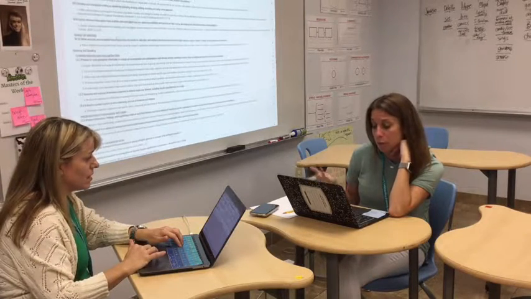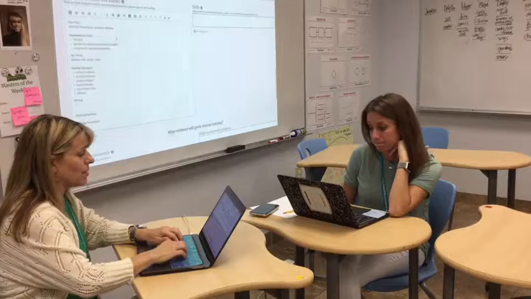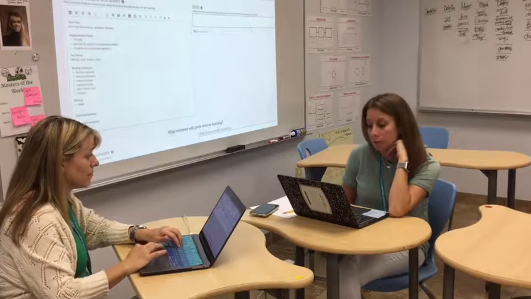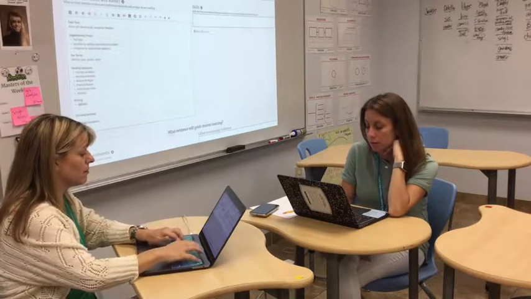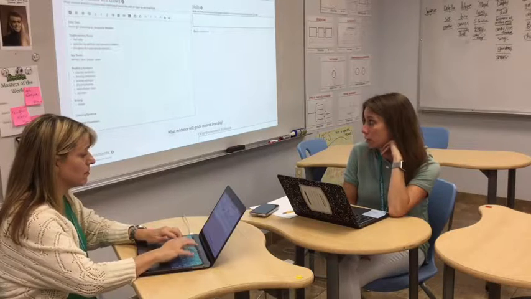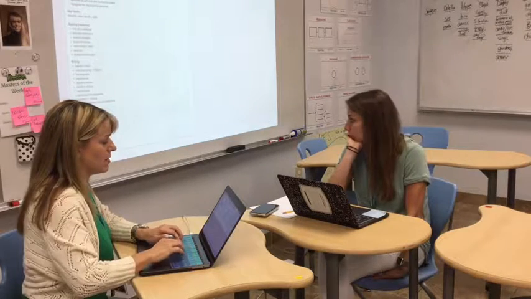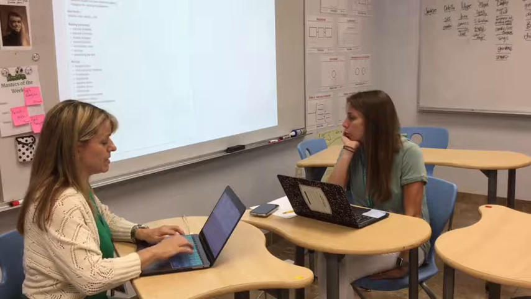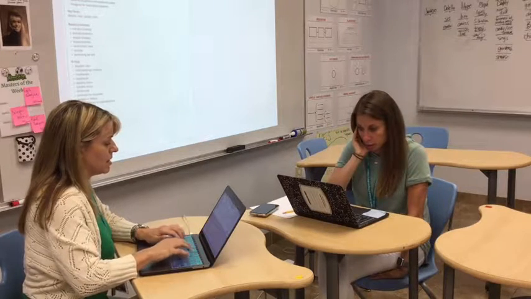So, arguments to support claims. How about claim? Like, what's a claim? Yeah, like an arguable claim. Valid reasoning and relevant evidence. Do we want to add that? Commas, ellipses. And it says dashes.